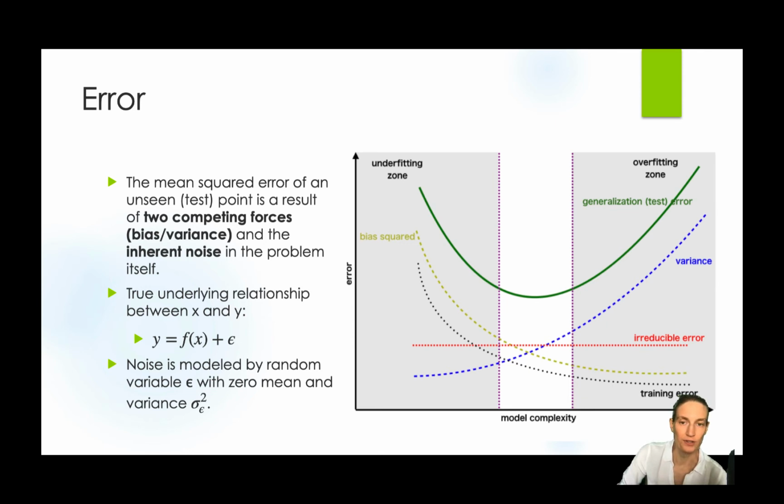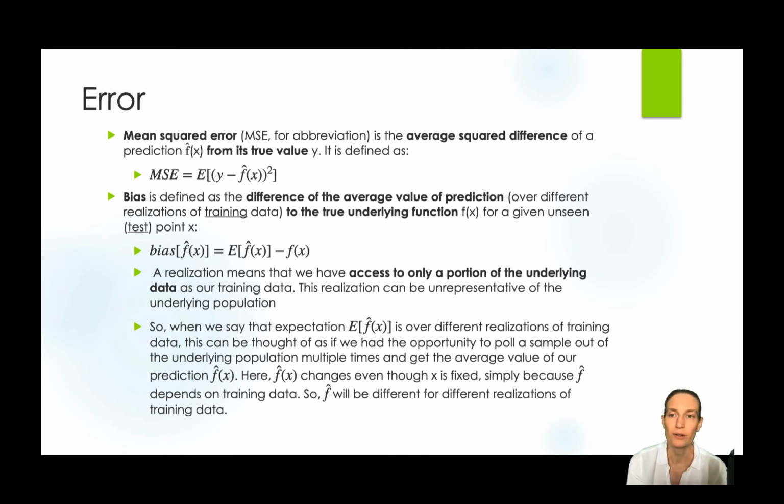Regarding the inherent noise in the problem, it might not be possible for the model to properly capture all of the training set data and test set data. There might be some noise that it can't classify. This is typically captured by a random variable epsilon, which has a zero mean and a variance sigma squared of epsilon. So if we're measuring our error, a formula that's typically used, especially in regression problems, is mean squared error, MSE. It's the average squared difference of a prediction from its true value. It's defined as below.